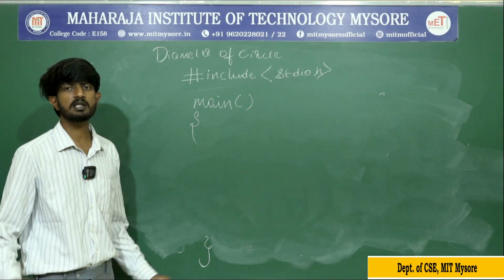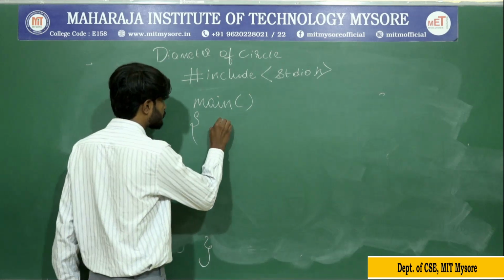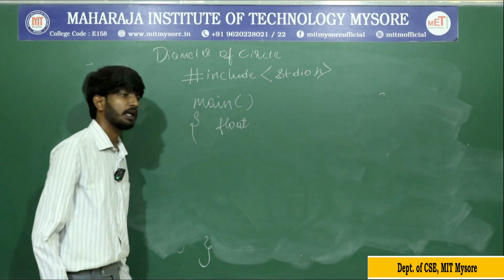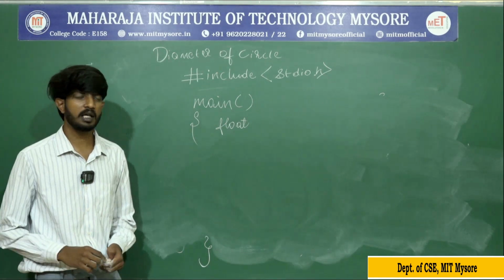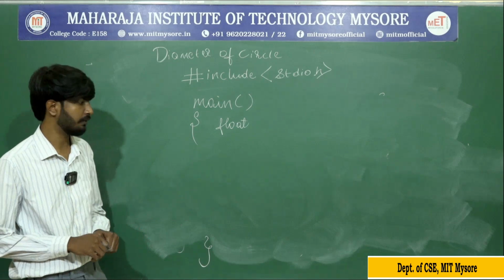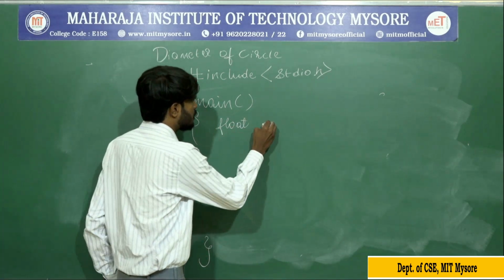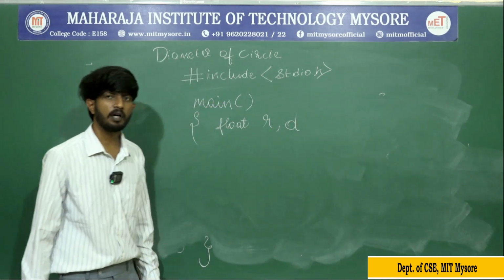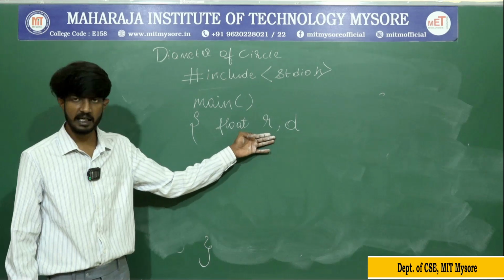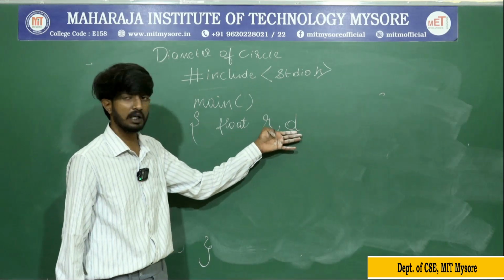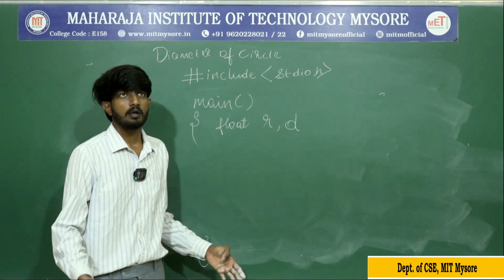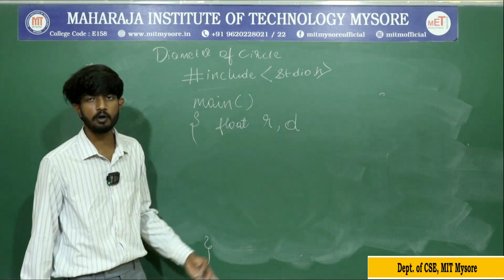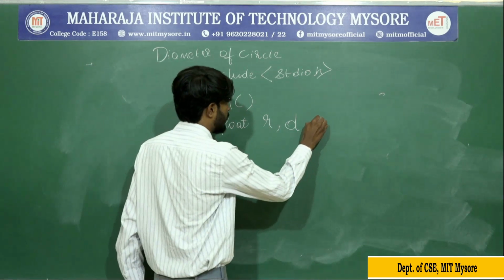Now I need to declare some variables. I will declare float. Float and int are the data types. When it comes to the data types, I will explain float, int and everything. So float r, d. r is to take the input of the radius, and to compute the diameter and store the diameter value, I am going to use the d variable.